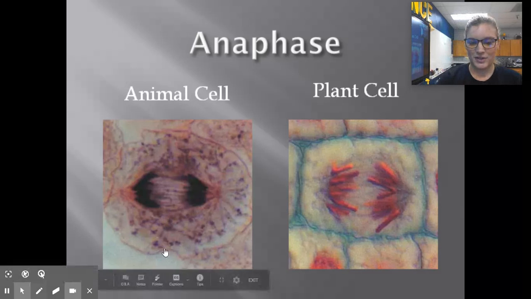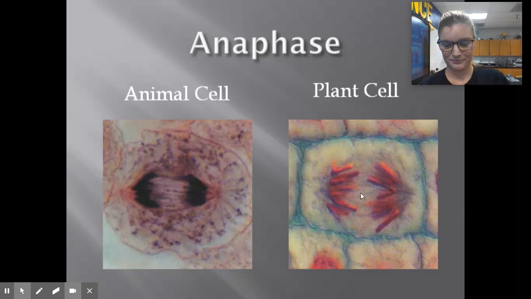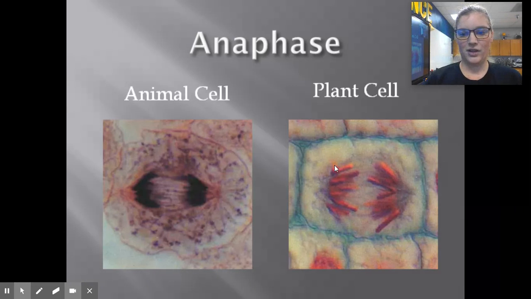So here you can see a really great image of it. And actually, if you Google mitosis under a microscope, this is really the phase that you can see the easiest. So we have our chunks of chromosomes being split apart and pulled to opposite ends.